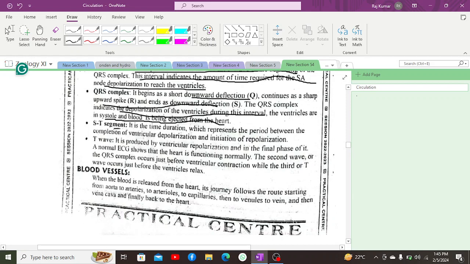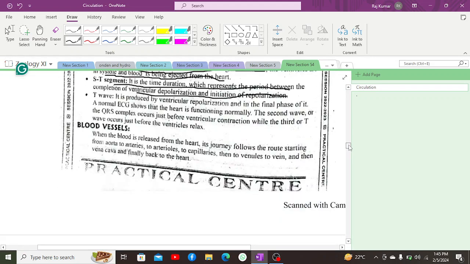The ST segment is the segment in which the actual ventricular systole is occurring. It is the time duration between the completion of ventricular depolarization and the initiation of repolarization. Until repolarization is occurring, the period is known as ventricular systole. The T wave is produced by ventricular repolarization, and in the final phase, the normal ECG shows that the heart is functioning normally.